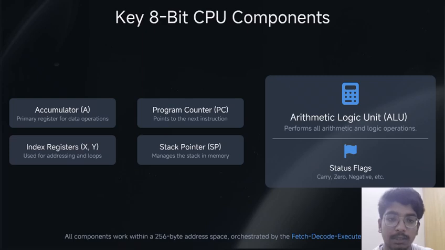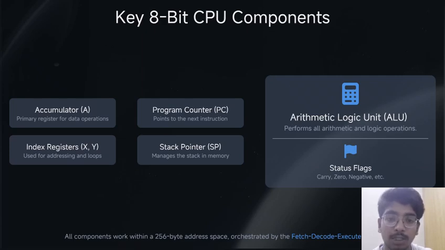Next, stack pointer. It manages the stack area in memory, which is used for temporary data storage during subroutines or function calls. ALU, arithmetic logic unit. This is where all arithmetic operations like addition and subtraction, and logical operations like AND and NOT, take place. Status flags. These store small bits of information about the previous operation, such as whether the result was zero, positive, or a carry.